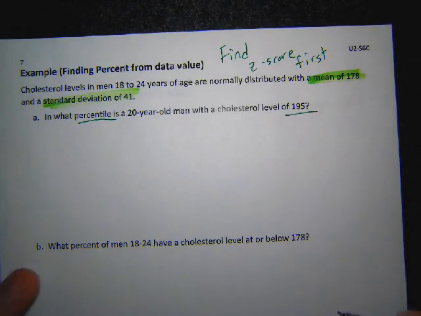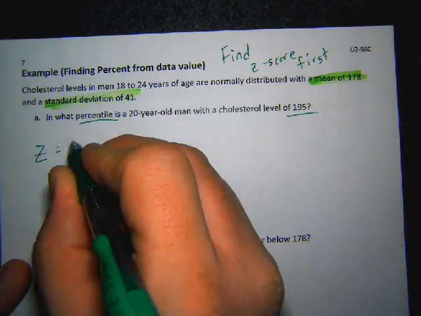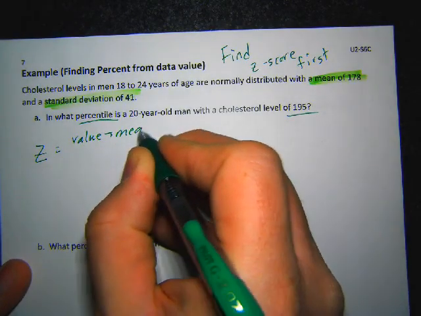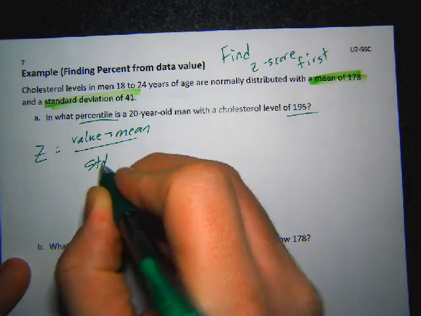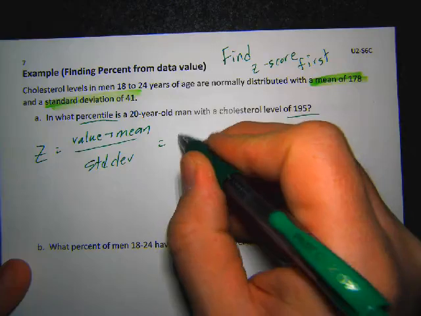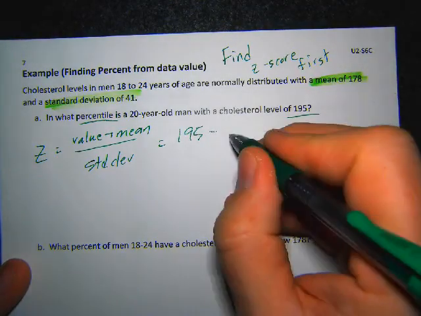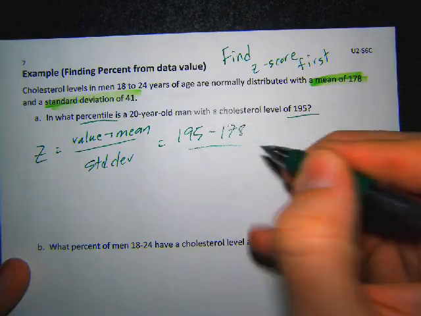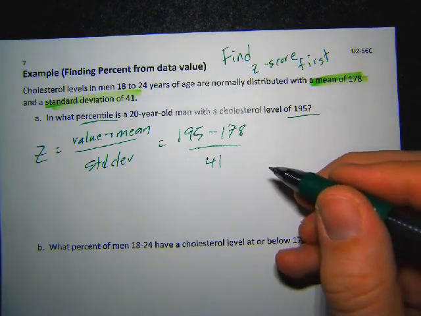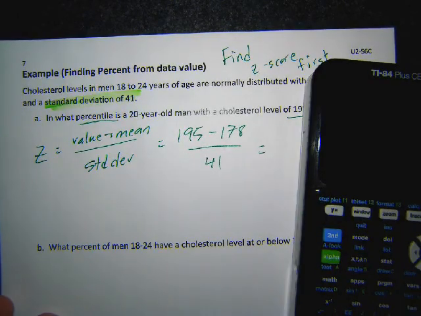Before I do anything else, I'm going to use the z-score calculation: z is the value minus the mean, divided by the standard deviation. In this case, the value they gave us is 195, his cholesterol level. We subtract the mean, which is 178, and divide by the standard deviation, which is 41. It's finding a z-score, like we did just two pages ago, not a big deal.